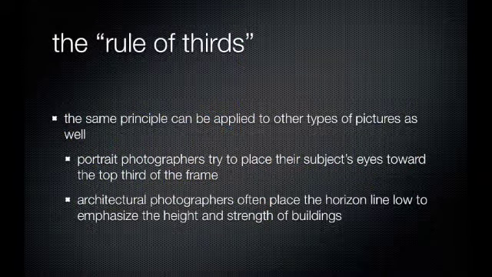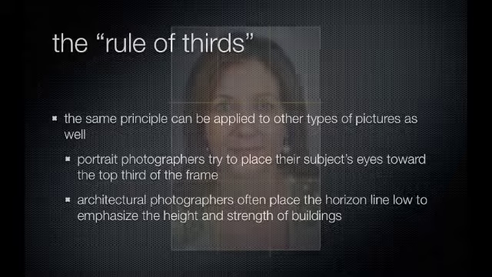Now, also along the same lines with the rule of thirds, the same principles that we apply to previous pictures can apply to other types of pictures as well. For instance, portrait photographers try to place their subject's eyes toward the top third of the frame in a traditional portrait, a traditional studio portrait. And architectural photographers often place the horizon line low to emphasize the height and the strength of the buildings that they're photographing. So here's an example of what portrait photographers often do.